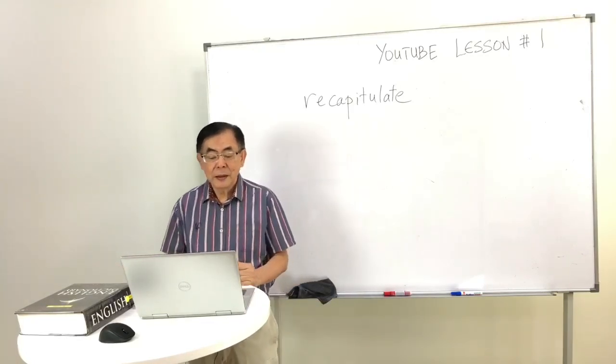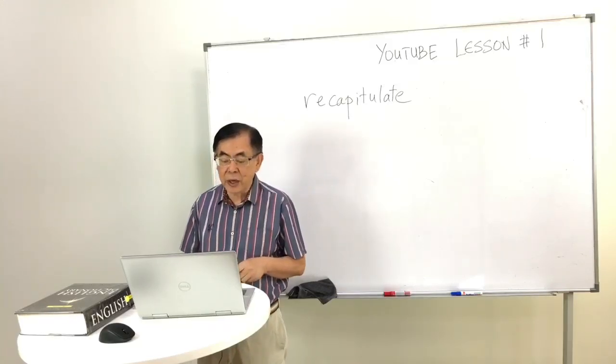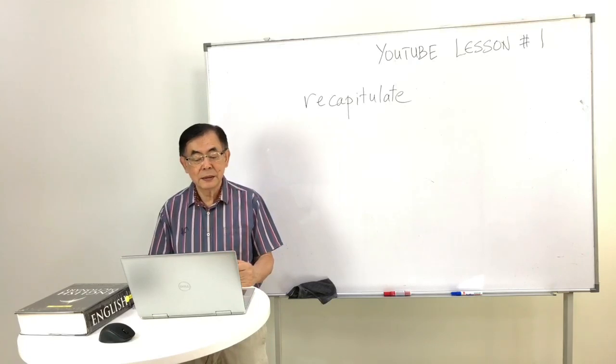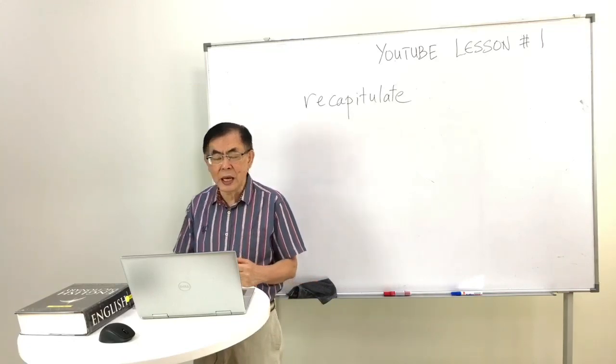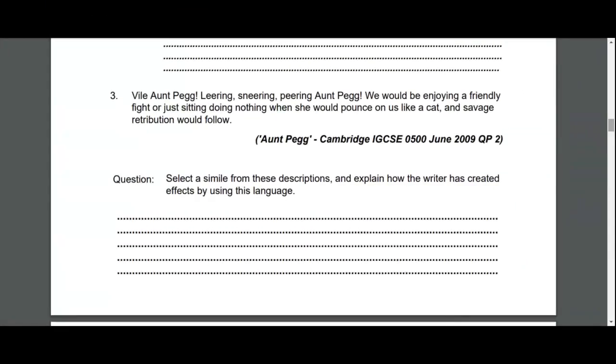Okay? Now the third question is taken from your exam revision pack. Leering, sneering, peering ant pack. We would be enjoying a friendly fight or just sitting doing nothing when she would pounce on us like a cat, and savage retribution would follow. Now select a simile from the above descriptions and explain how the writer has created effects by using this simile. Okay? So what do you think is the simile?